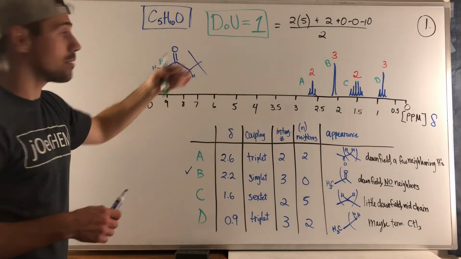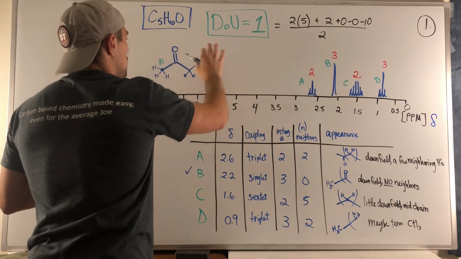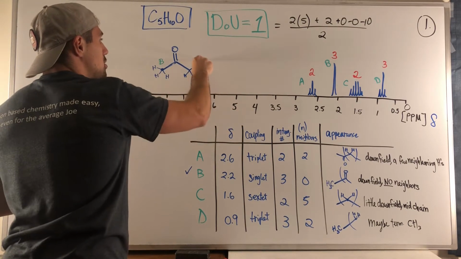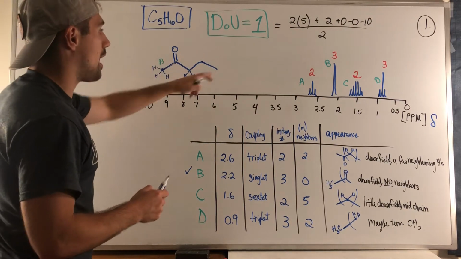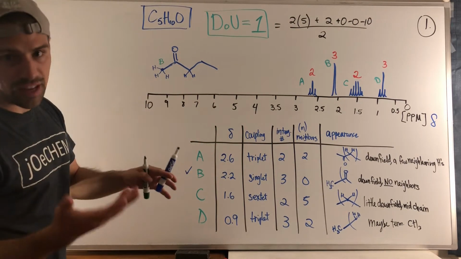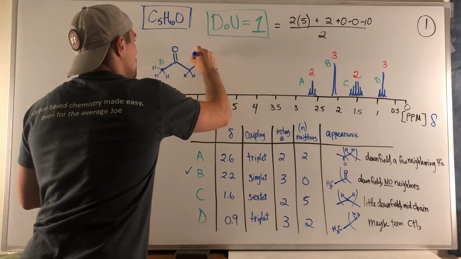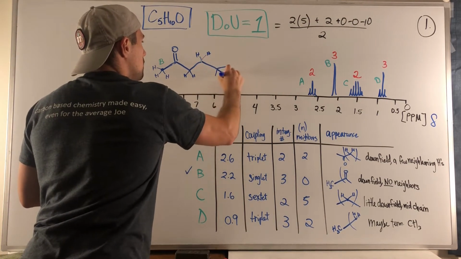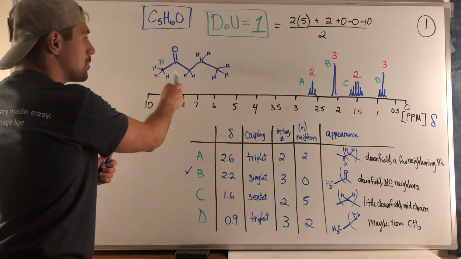I can just keep drawing my chain. So at this point, right, we've had 1, 2, 3, 4. Let me just finish this off. So now, if we take a look at this structure, 1, 2, 3, 4, 5. Let's make sure that this might fit our needs. So I have 2 hydrogens here. I have 3 here. So the chemical shift and everything checks out here.